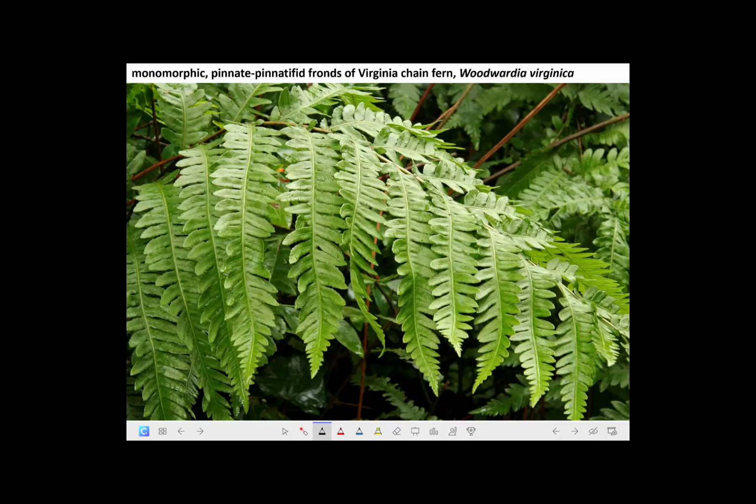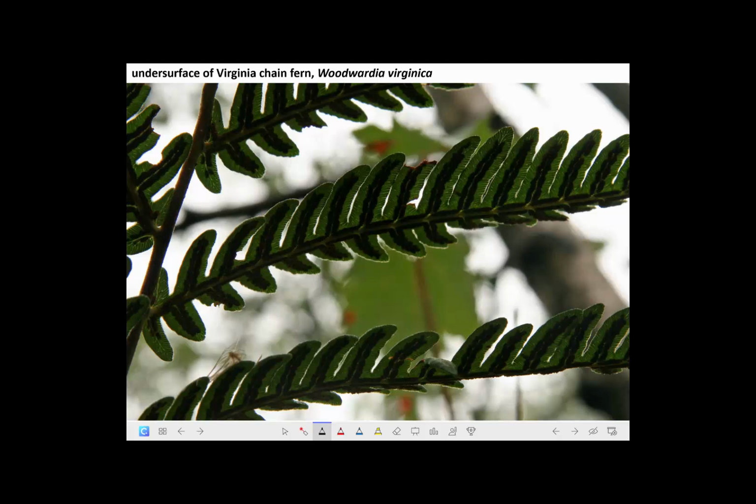Here's another type of fern. Let's look at the undersurface. And look at all those sori all kind of aggregated together towards the midvein. What we should be seeing here is that the shapes of the spore-producing parts of the leaves are distinctive enough to be useful in identification.